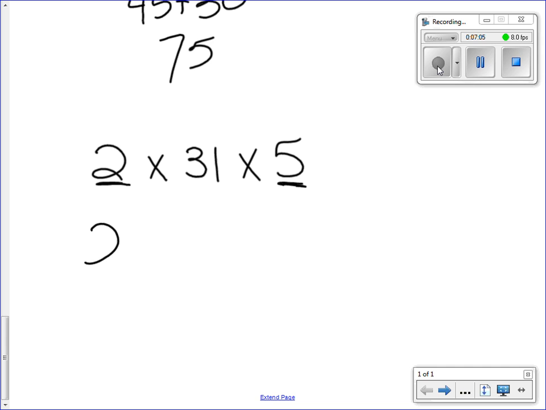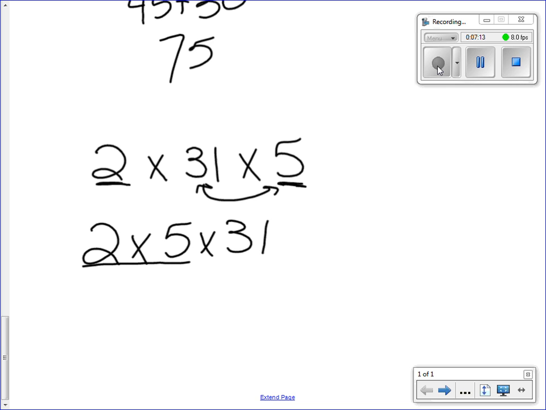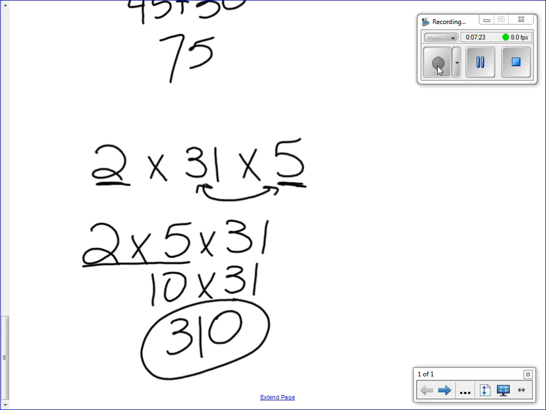Because of the commutative property, I can move all this around. So I'm going to switch the 5 and the 31. So 2 times 5 times 31. Now I can think 2 times 5 is 10, and 10 times 31, well, the rule for 10 is you keep the number, and then you just put a 0 behind it. So the answer will be 310. Now think about that when you're trying to work number 3. Remember, you can pause this video at any time, so if you want to take it step by step and then try each one.